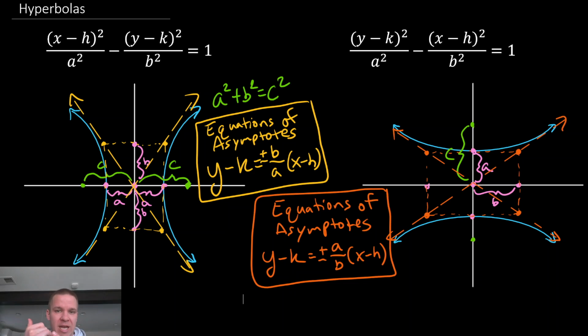Make sure you got those equations of the asymptotes formulas written down, right? We got our a squared plus b squared equals c squared. That's how we're going to find the distance from the center to our foci, right? That's going to be important as well. Other than that, I think we're good.